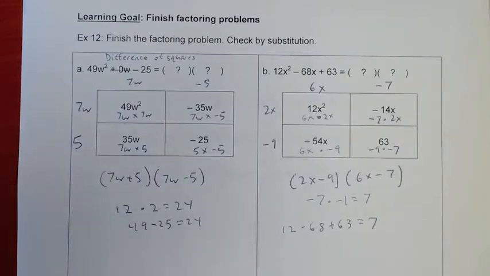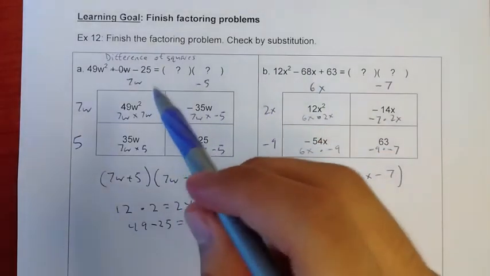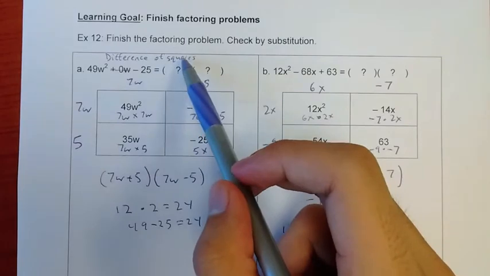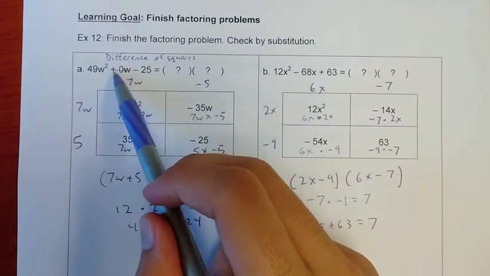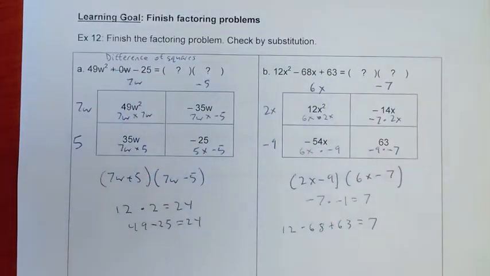Let's see how you did. So for this one, I hope you noticed that this was a difference of squares and that we didn't actually need to write this plus 0w. It could have just been 49w squared minus 25.